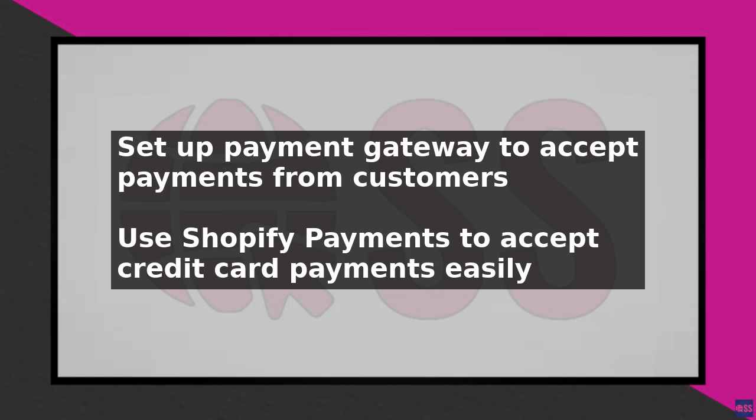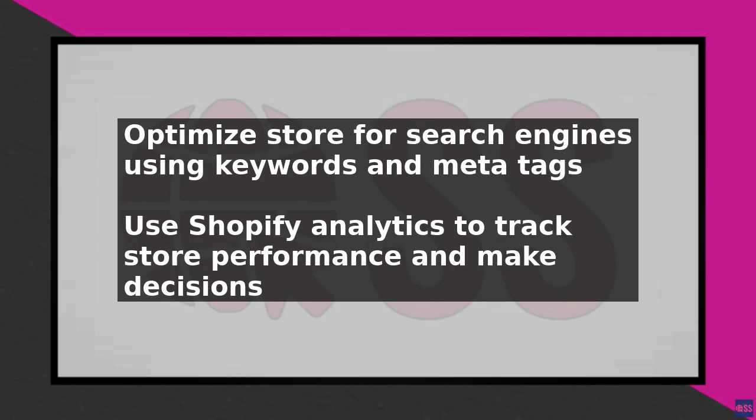You can use Shopify's built-in shipping features or integrate with third-party shipping providers, such as Australia Post or StarTrack. To manage your orders and inventory, use Shopify's order management system. You can view and fulfill orders, manage inventory levels, and track shipping status. You can also use Shopify's inventory management features to track stock levels and receive low stock alerts.